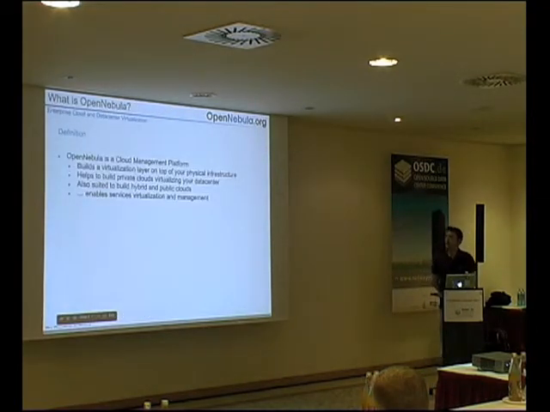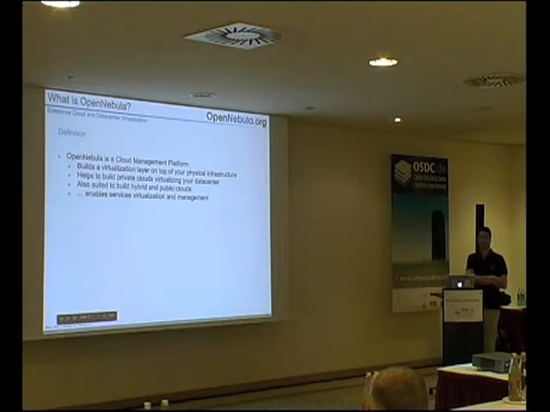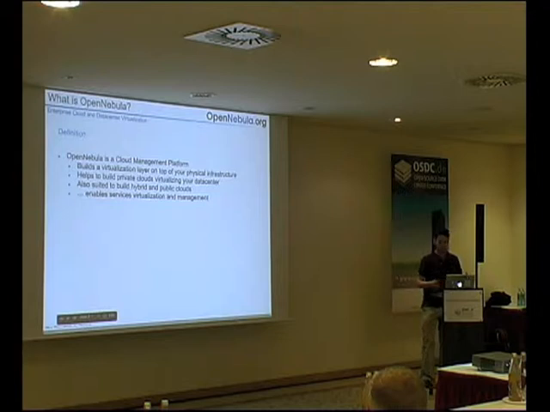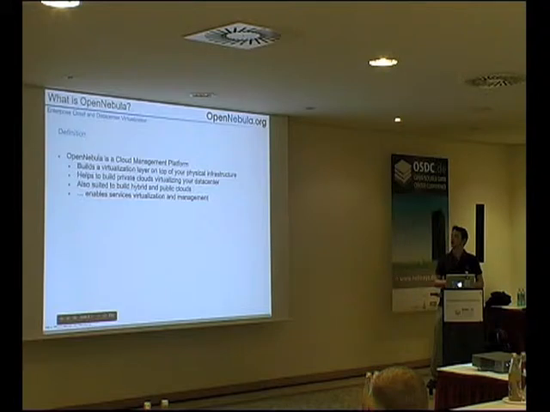So what is OpenNebula? OpenNebula is basically a cloud management platform. So it builds a virtualization layer on top of your physical infrastructure, and it helps you build private clouds, virtualizing the resources you have in your data center. So it basically helps you manage the physical servers, the networking layer, and also the storage service. So it's an orchestrator of mainly those three resources: storage, networking, and computing power in the form of hypervisors.